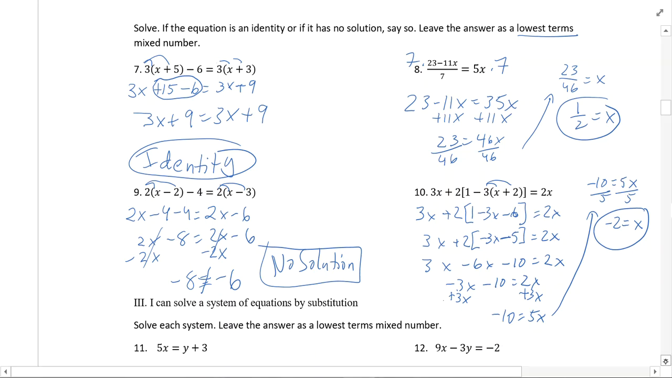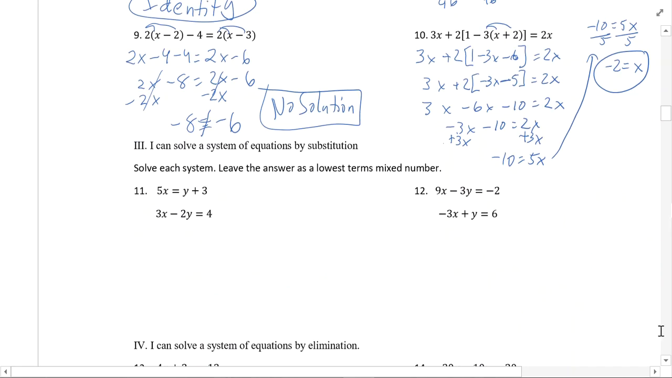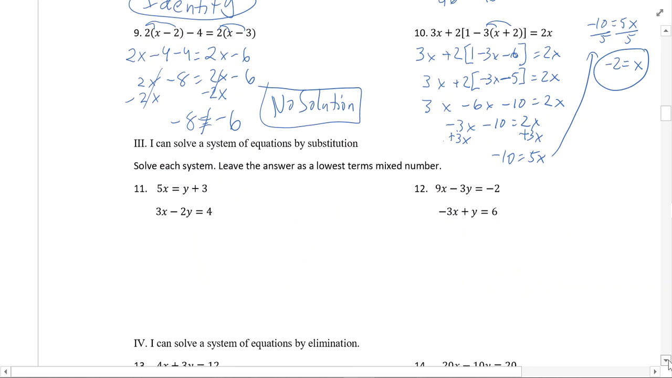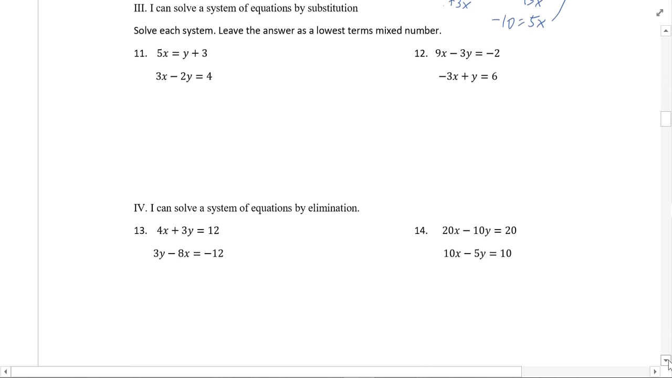Next learning topic that we have here, Roman numeral number 3, says, I can solve a system of equations by substitution. All right, so we're solving systems, meaning we're solving for both the x and the y. We want to know what the coordinate is. They have the x and the y. Because remember, you could turn these linear equations into lines, y equals mx plus b.